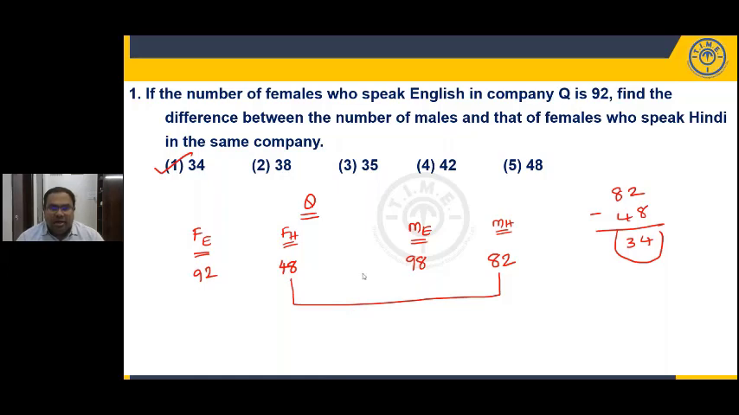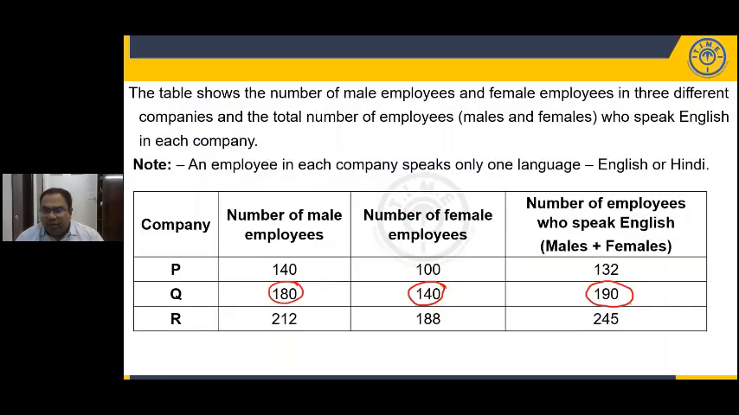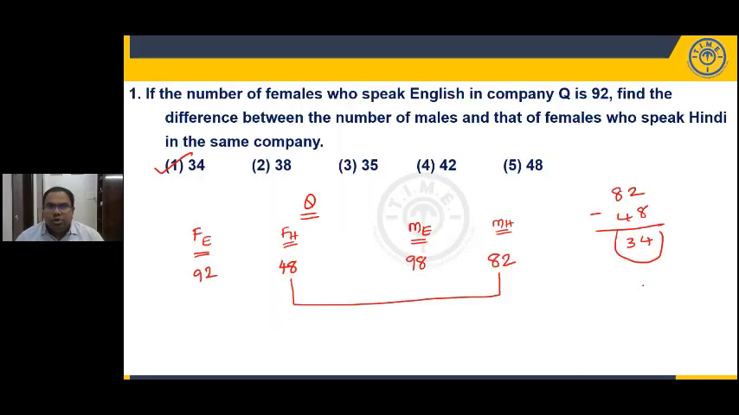How 98? Males English, right? If you look at Q, what is this 190? This is males and females who are speaking English. So males and females who speak English is 190. In that I know females is 92. So 190 minus 92 is 98. The leftover people out of this 190 speaking English, 92 are females, so 98 should be males English.